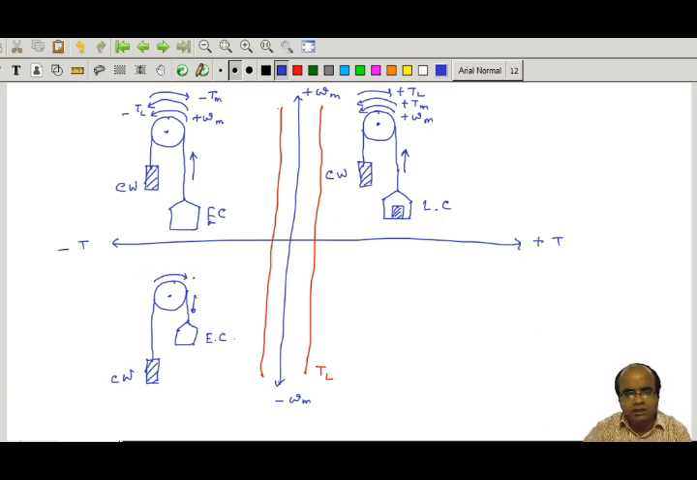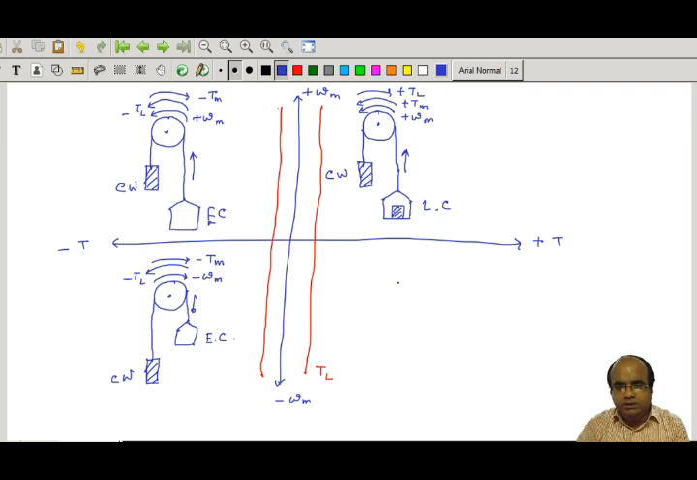Then this is the direction of the speed, and torque is negative, which means, as previously, the load torque is acting in this direction, but the motor torque is acting in this direction. Okay. All the signs of the torque and the speed are with respect to the first quadrant operation. Okay. The first quadrant is taken as a standard reference.